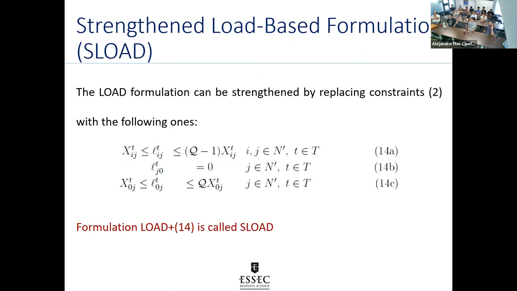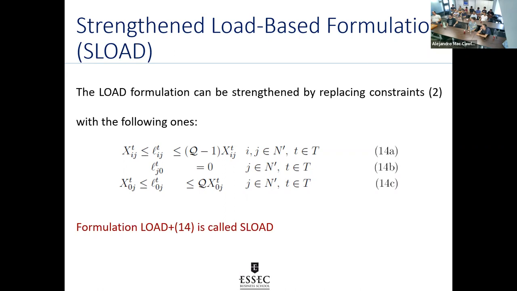This is the idea of the constraint over here. If you visit the vertex, you deliver at least one unit to the customer. With this consideration, you can strengthen the load formulation that we have seen before by introducing these constraints, which are quite easy, but they indeed improve the value of the relaxation of the formulation. So we introduced this strengthening constraint 14 in the load formulation, and they are still polynomial, as you see. And so we obtained this strengthened load formulation.